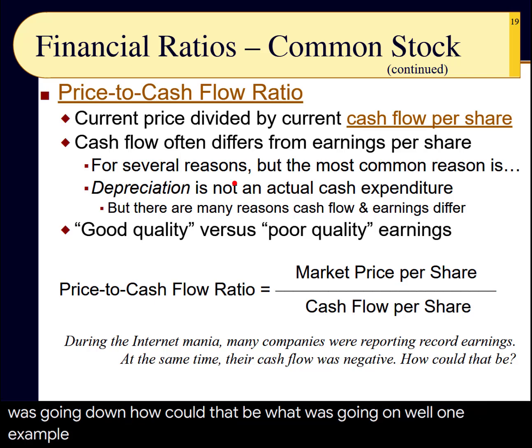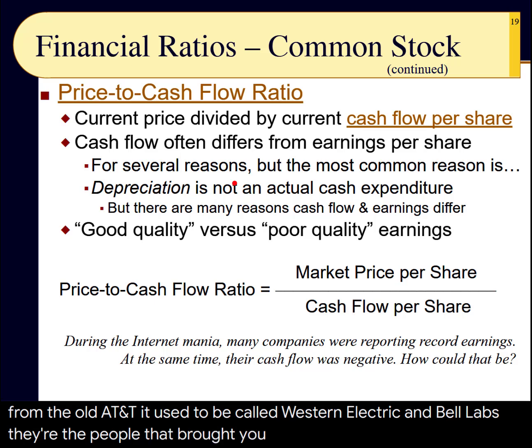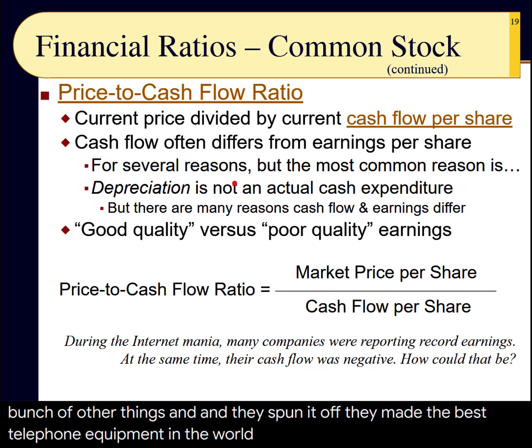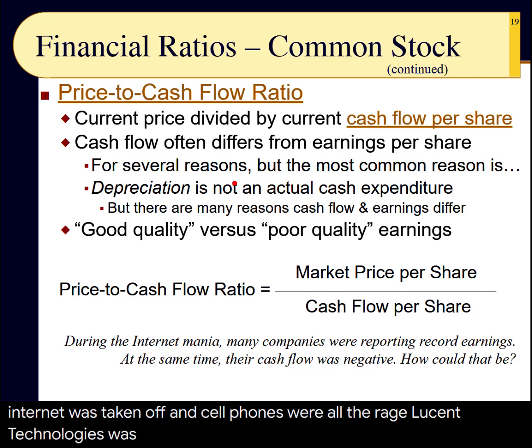Well, one example is Lucent Technologies. Lucent Technologies was spun off from the old AT&T. It used to be called Western Electric and Bell Labs. They're the people that brought you the transistor and Unix and a bunch of other things. They made the best telephone equipment in the world. And during the 1990s, when the internet took off and cell phones were all the rage, Lucent Technologies was just selling equipment like crazy.